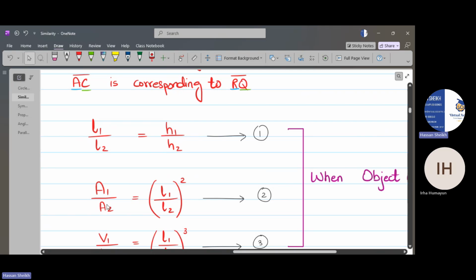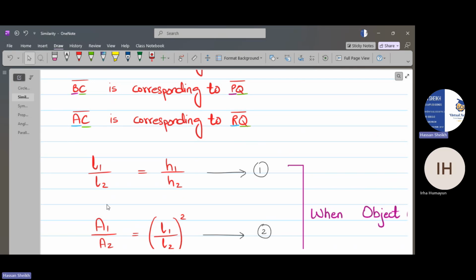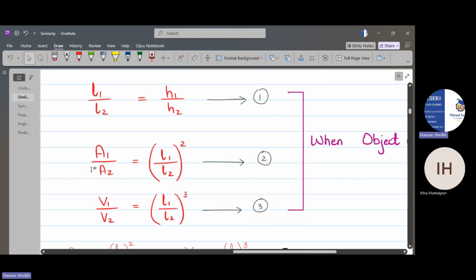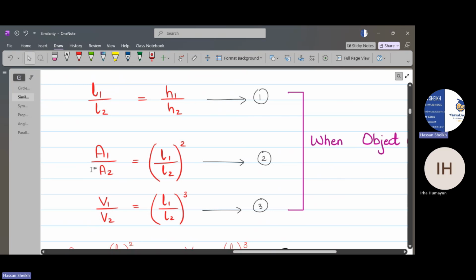Now, the first formula for the similarity is for the one-dimensional quantities, which means when you're finding the corresponding lengths, corresponding diameters, corresponding bases, corresponding heights, corresponding widths, corresponding radii. And the second formula says A1 over A2, which means the area of geometrical figure 1 divided by the area of geometrical figure 2 is equal to L1 over L2 whole square.